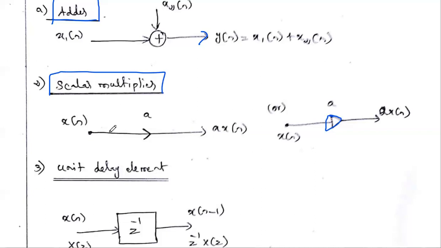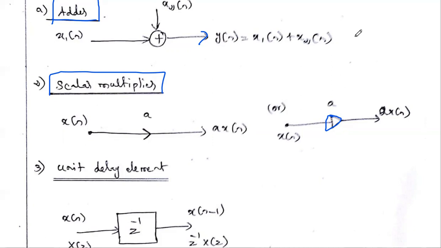This element is also similar to the continuous system. Then, in the continuous time system, in addition to these two elements, we may use the differentiator and the integrator. The integrator is a 1 divided by s component.